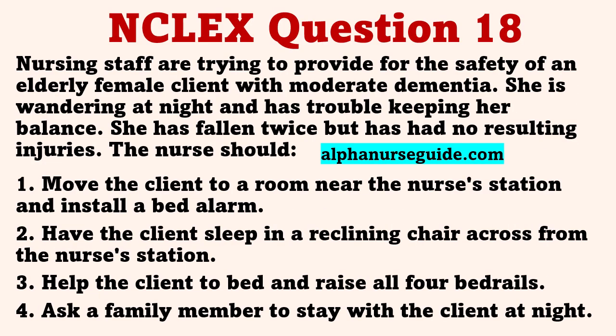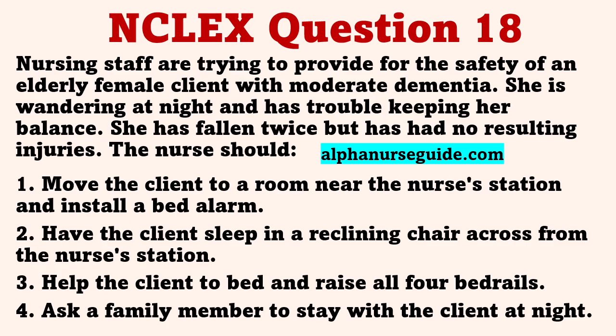Nursing staff are trying to provide for the safety of an elderly female client with moderate dementia. She is wandering at night and has trouble keeping her balance. She has fallen twice but has had no resulting injuries. The nurse should: 1. Move the client to a room near the nurse's station and install a bed alarm. 2. Have the client sleep in a reclining chair across from the nurse's station. 3. Help the client to bed and raise all 4 bed rails. 4. Ask a family member to stay with the client at night.